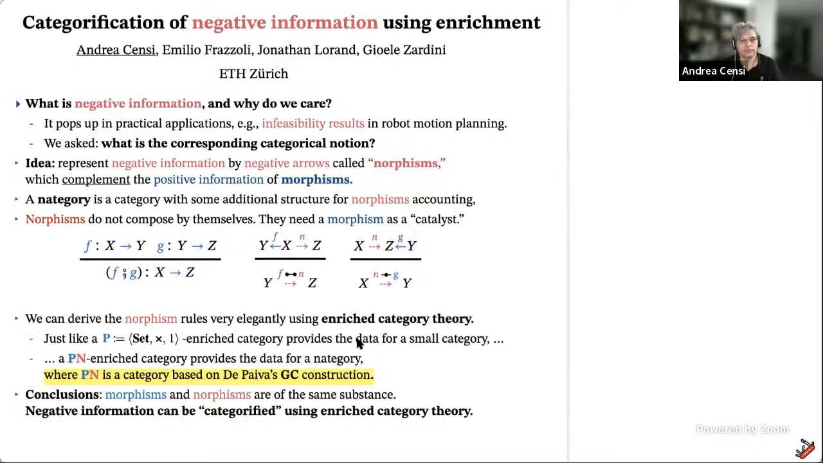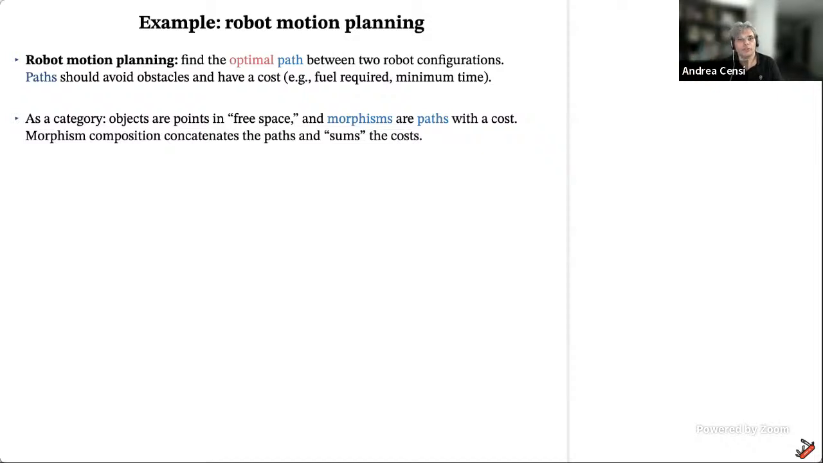All right, so here's my example, robot motion planning. In robot motion planning, we have to find the optimal path between two robot configurations. And the path should typically avoid obstacles and minimize the cost. The cost could be time, could be fuel, could be energy. You can really define this as a category where the objects are the points in free space and the morphisms are the paths. But not only the paths, they also have an associated cost. Morphism composition concatenates the paths and sums the cost. And now you can also do any other associative operation here.